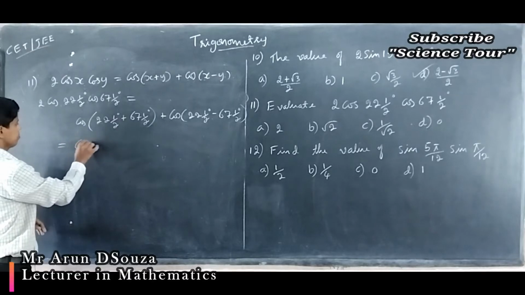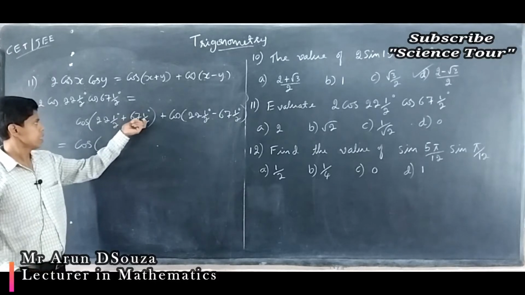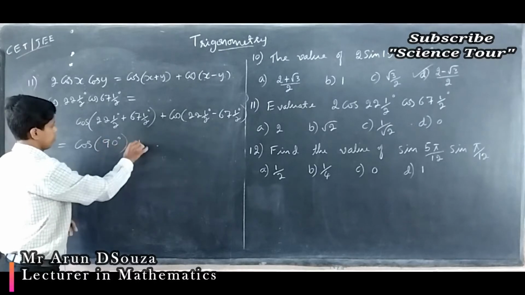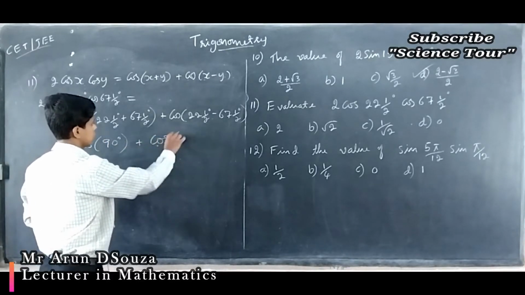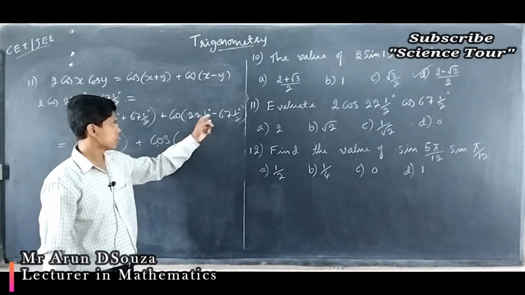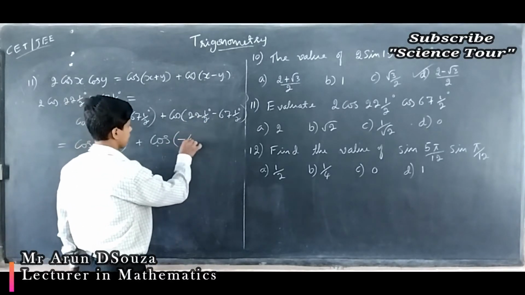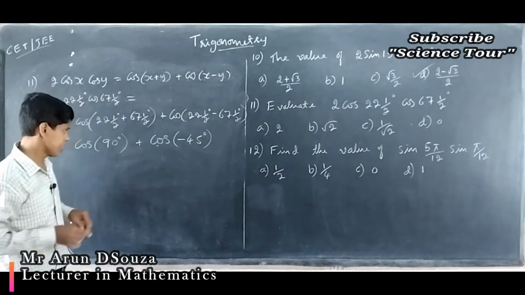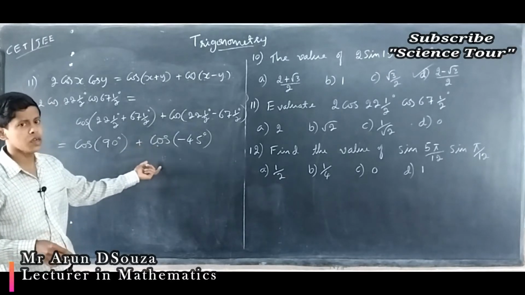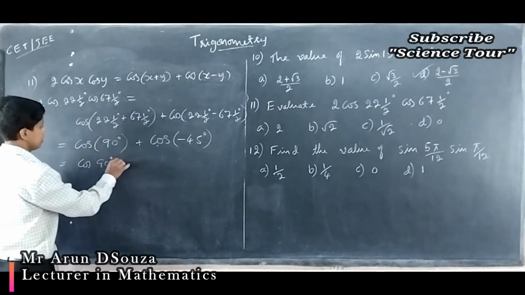So you have got cos 90 degree plus cos, what are you getting here? 22.5 minus 67.5 is minus 45 degree. But cos of minus x is cos x, so that remains cos 45 itself. So this is cos 90 plus cos 45.